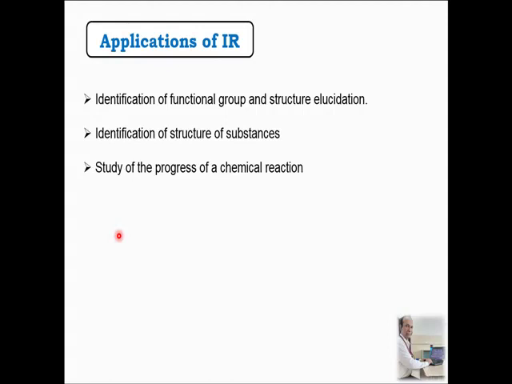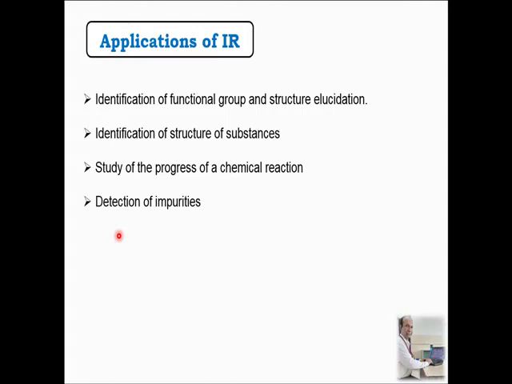A study of the progress of reaction. So basically, IR spectroscopy is quite useful for studying the rate and progress of a chemical reaction. For example, the reduction of ketone to secondary alcohol can be detected easily as the absorption band of ketone is observed at about 1710 centimeter inverse. So this peak disappears when the ketone carbonyl is reduced to secondary alcohol.